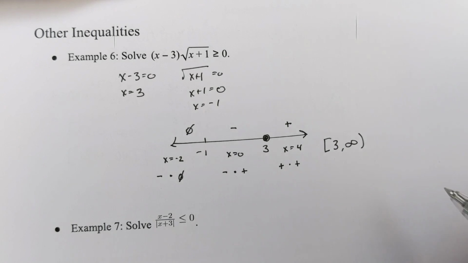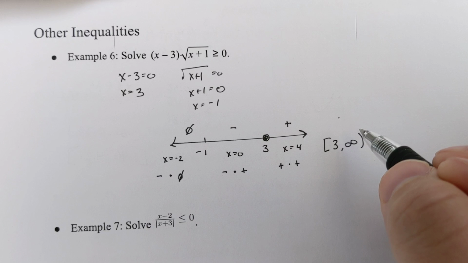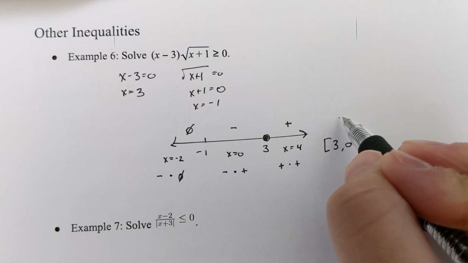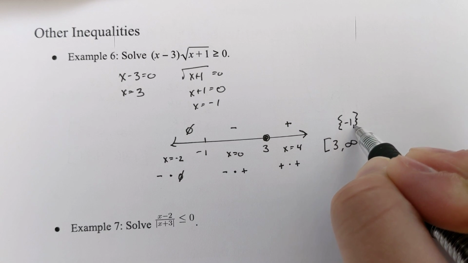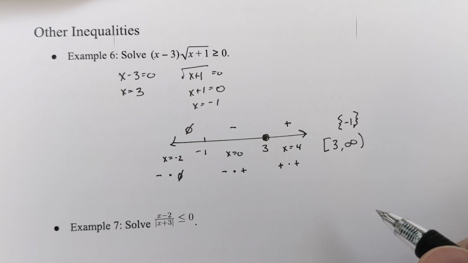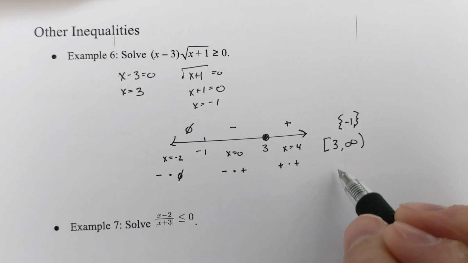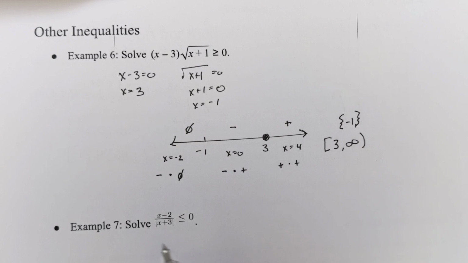No, whoops, there is actually one other thing. How to write this best, because -1 also counts. If you need to write just a single value, you use braces. So -1 and the interval like this. I suppose if you really wanted to, you could do bracket -1, comma -1, but an inequality thing doesn't work that way. All right, example 7, solve this guy.